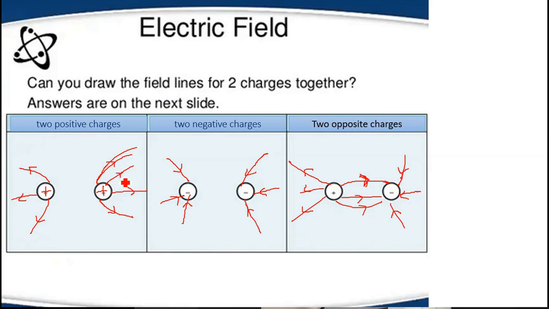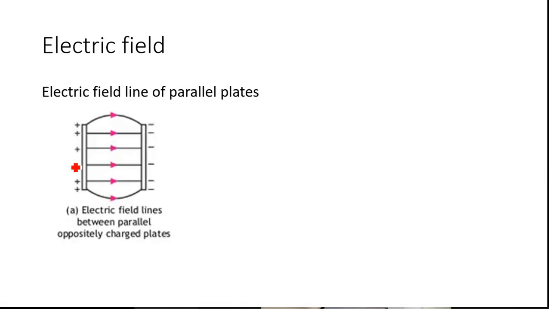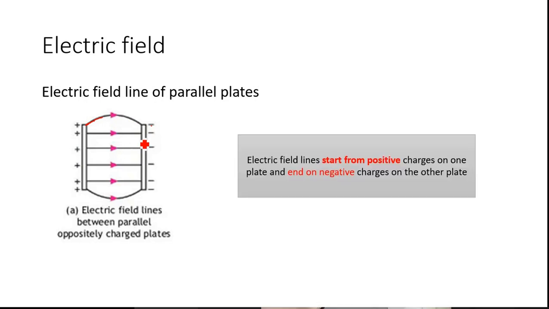Okay, Miss. And how about the electric field lines of parallel plates? This is from two parallel plates, positive and negative. We know the lines go away from positive and toward the negative. So we can conclude that electric field lines start from positive charge on one plate and end on negative charge on the other plate.